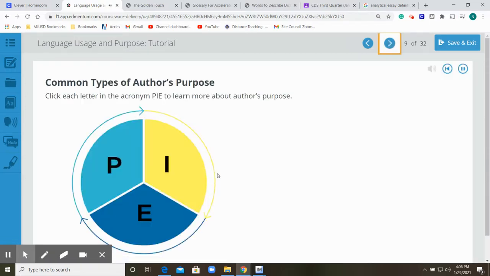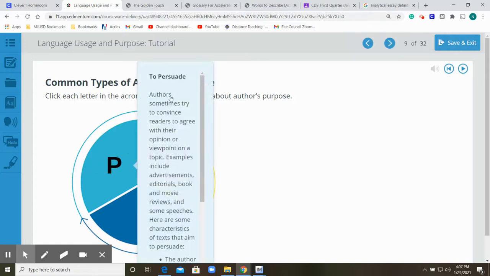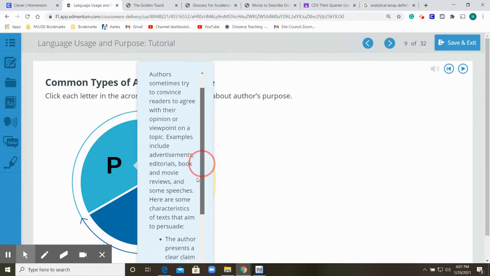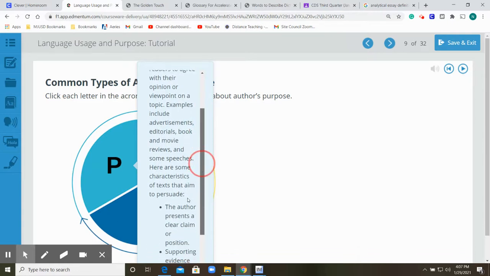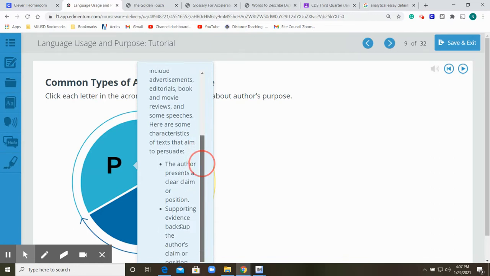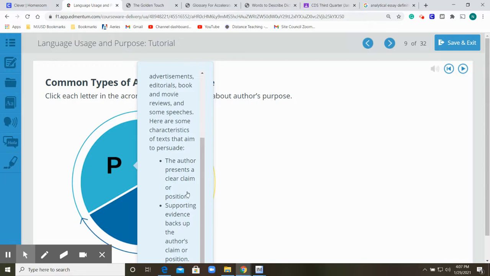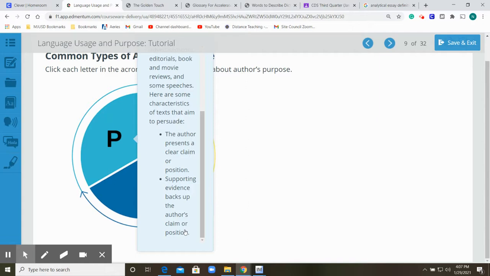PIE. Common types of author's purpose. Click each letter in the acronym PIE to learn more about author's purpose. Authors sometimes try to convince readers to agree with their opinion or viewpoint on a topic. Examples include advertisements, books, and movie reviews, and some speeches. Here are some characteristics of text that aim to persuade. The author presents a clear claim or position. Supporting evidence backs up the author's claim or position.